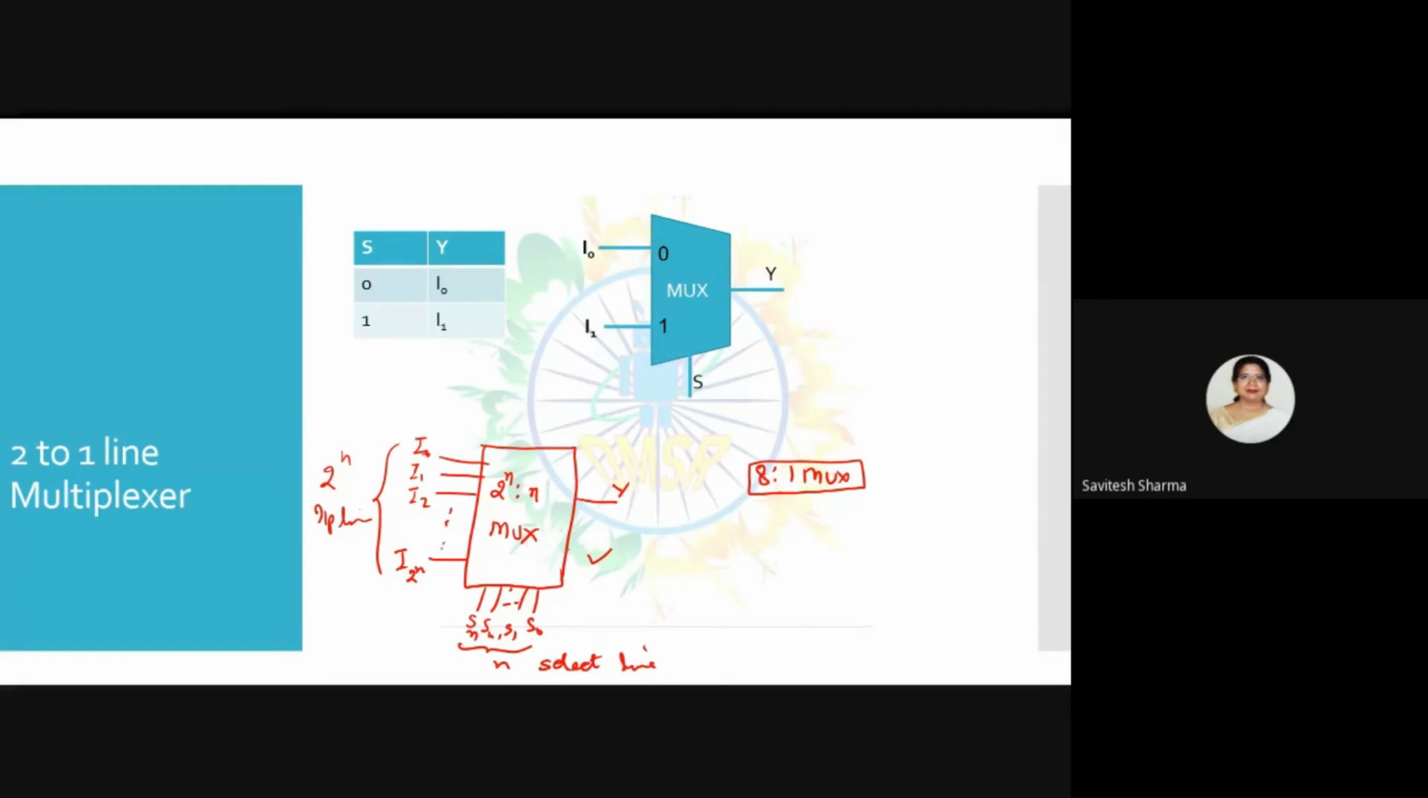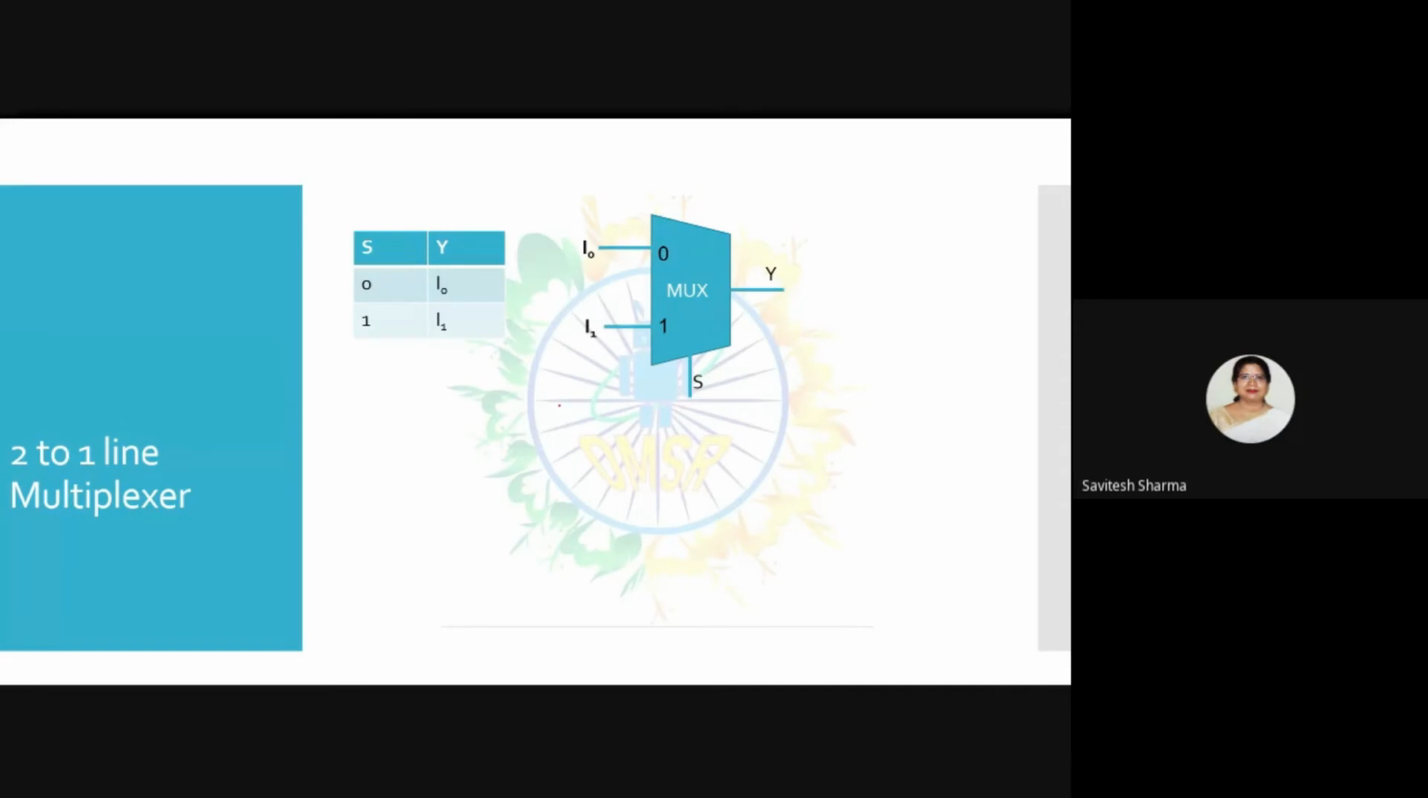Now I will tell you about some different types of multiplexer, so that you will understand how to draw the logic circuit of a particular multiplexer, or how you can use that multiplexer to make a combinational circuit. So here I am showing you the 2 to 1 line multiplexer. As I said, 2 to 1 means 2 to the power 1 to 1 multiplexer. So how many select lines do you require? 1. So here I am showing one select line and 2 inputs.